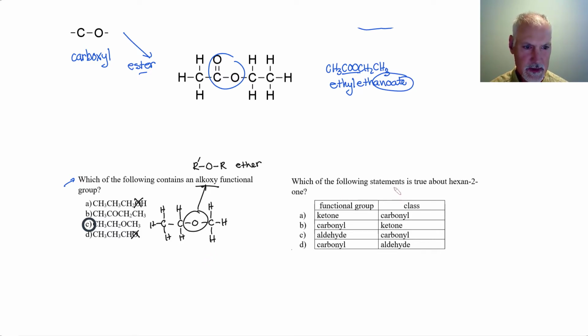Which statement is true about hexan-2-one, finishing with one on the end? I can remember that. That must be a ketone. So I see the word ketone here and here, but we have to remember that ketone defines the class of a chemical, not the functional group. The functional group would be the carbonyl functional group. So as a result, I'm going to go with B.